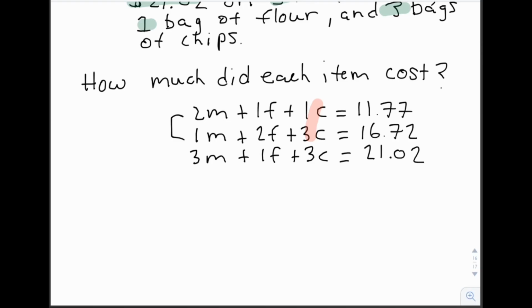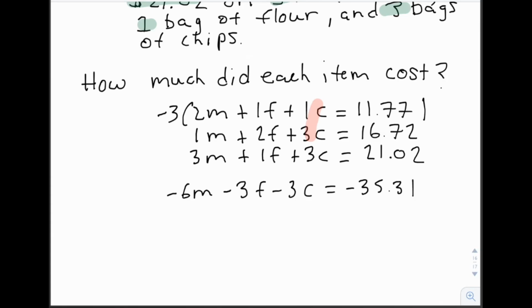So in this case, what do we need to multiply in order to eliminate the chips? Well, we'd multiply the top by -3. So in this case, let's go ahead and multiply the top by -3 here. So that will get us the resulting equation for the top. We will end up with a -6m minus 3f minus 3c, and that's going to be equal to -35.31.